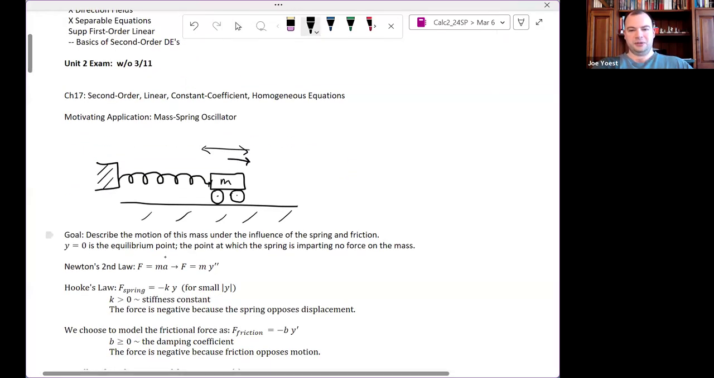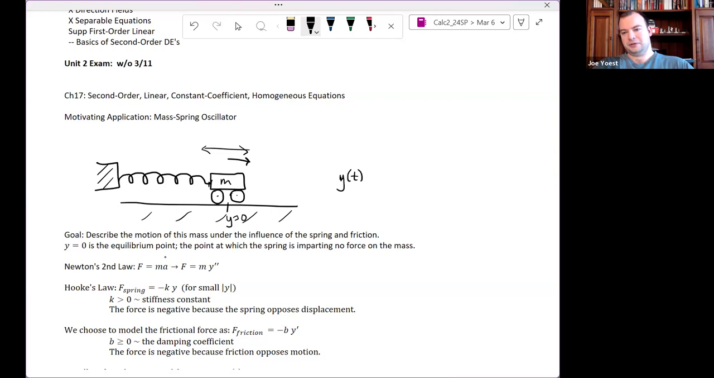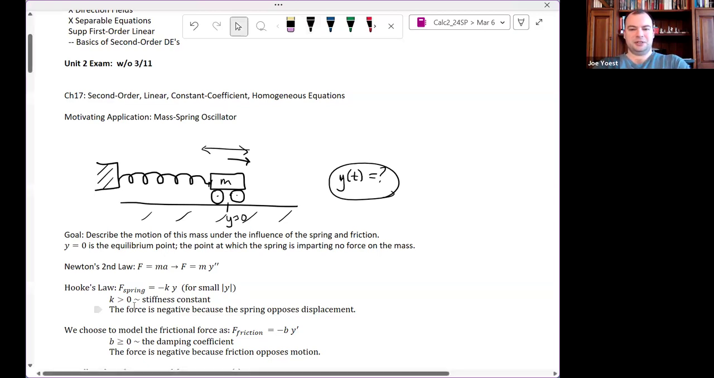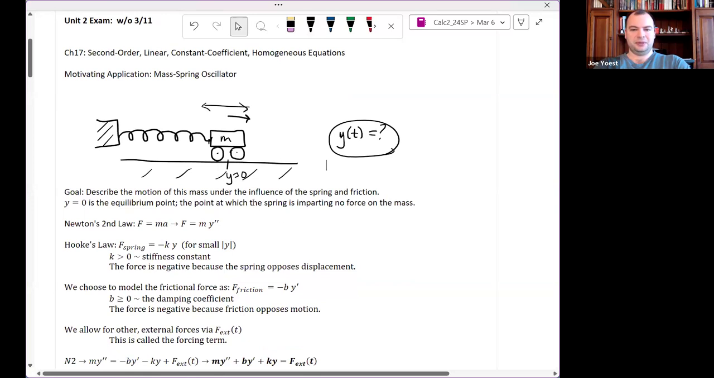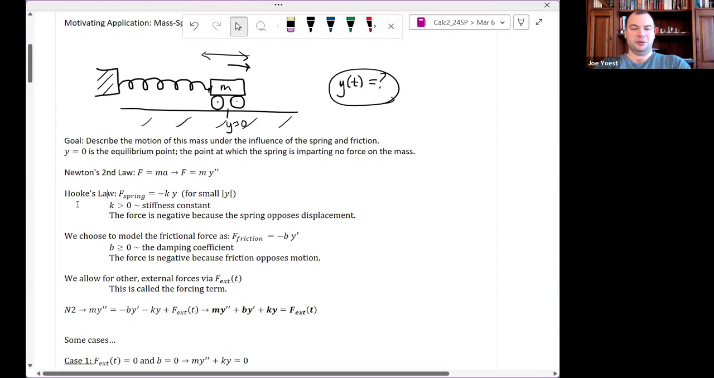So let's suppose that we have an equilibrium point, say y equals 0. And we're interested in knowing y of t, the position at time t, the one-dimensional position at time t of this mass. We're going to consider influences of the spring as well as friction and inertia. And I'm not going to go through all the details here. This is just a motivating example, but we can look at Hooke's law, for instance.